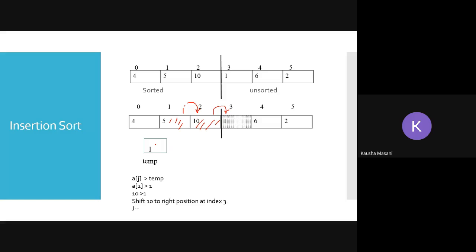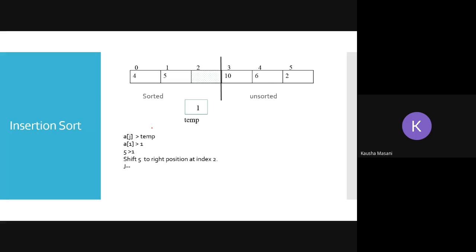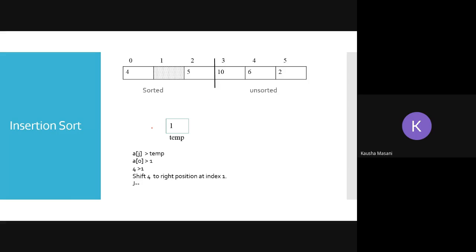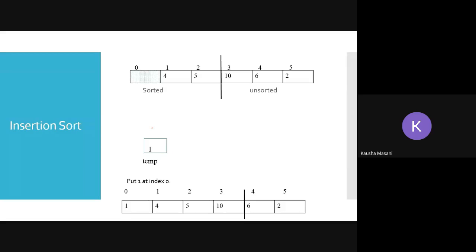Again compare 1 and 4. Is 4 greater than 1? Yes. So again shift it one place towards its right. So this part is empty. Now nothing is left to be compared, so directly place 1 at index number 0. See, one space is empty. You shift 5. Again one space is empty. You shift 4. And in the empty space, as there is nothing to be compared, you place 1. So now your sorted array is 1, 4, 5, 10, and the unsorted array is 6 and 2.